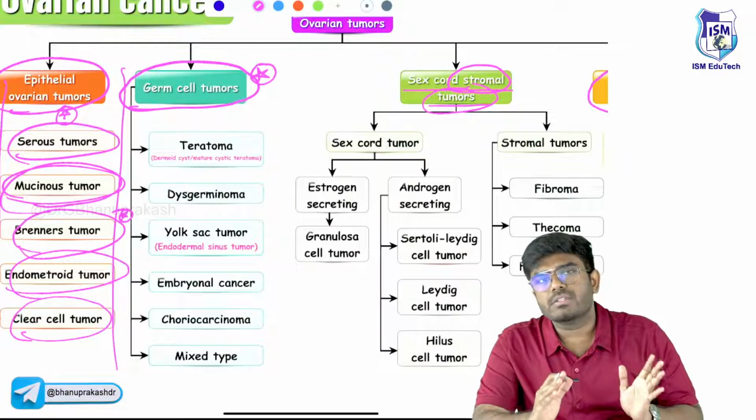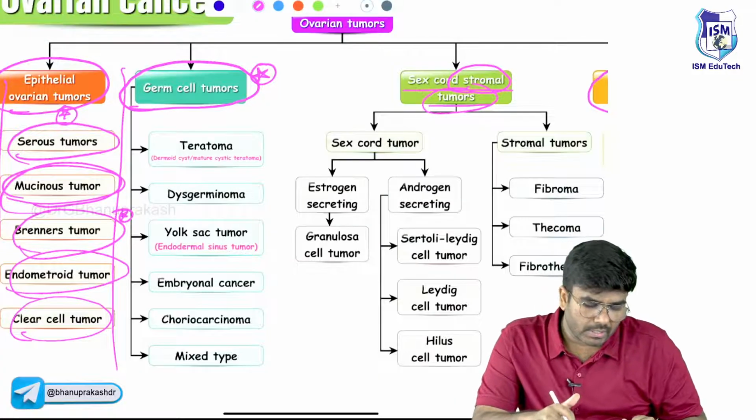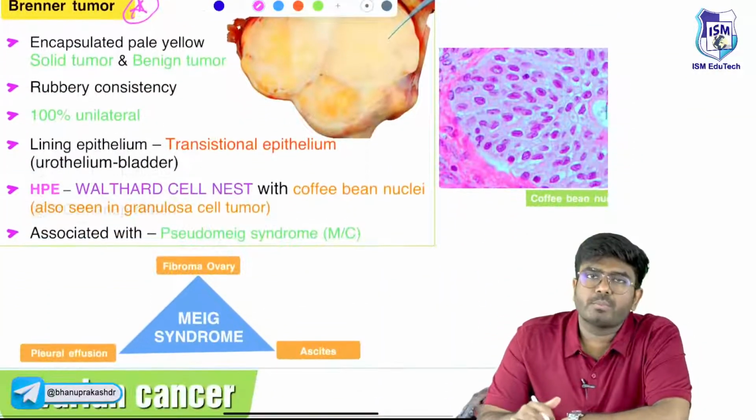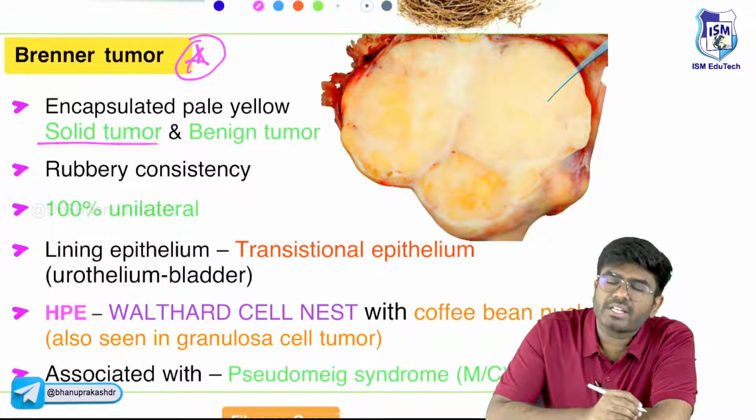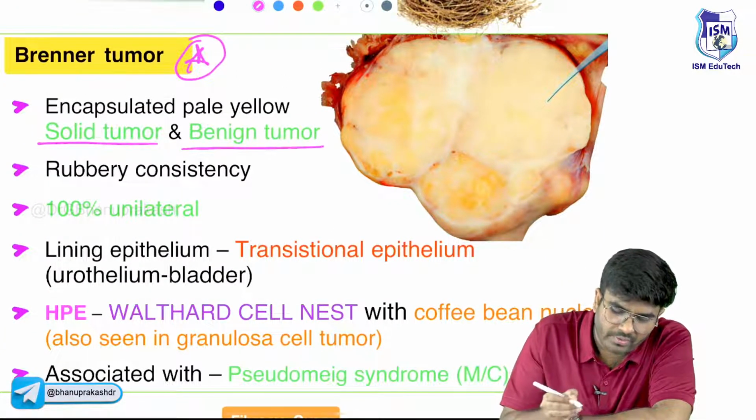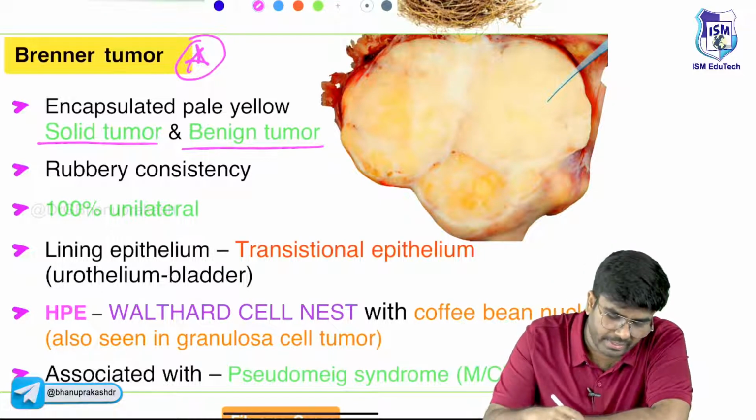So first, let's mainly concentrate on the epithelial tumors. Very, very important. Next, Brenner tumors. Regarding Brenner tumor, what you should know is, sir, it's a solid tumor. It's not a cyst, and it's a benign tumor. Brenner for benign.